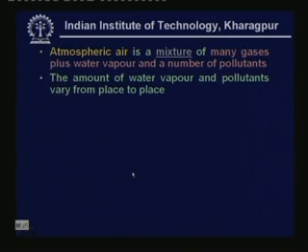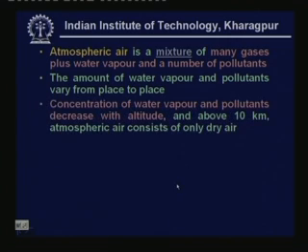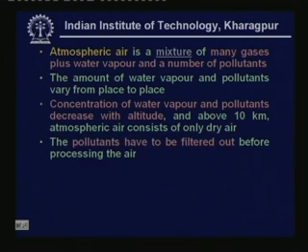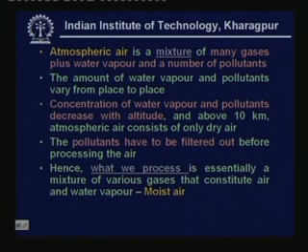The amount of water vapor and pollutants vary from place to place. However, concentration of water vapor and pollutants decrease with altitude, and about 10 km atmospheric air consists of only dry air. The pollutants have to be filtered out before processing the air. Hence, what we process is essentially a mixture of various gases that constitute dry air and water vapor. This mixture, that means the mixture of various permanent gases plus water vapor, is called moist air.